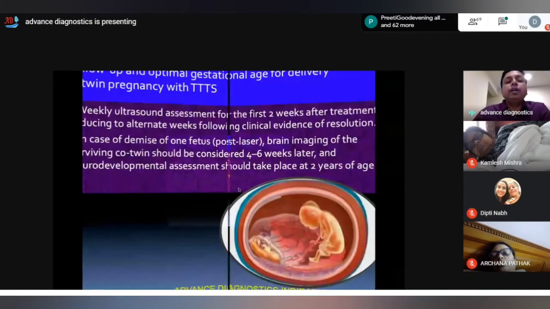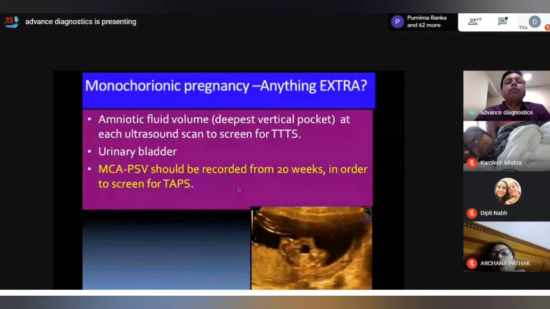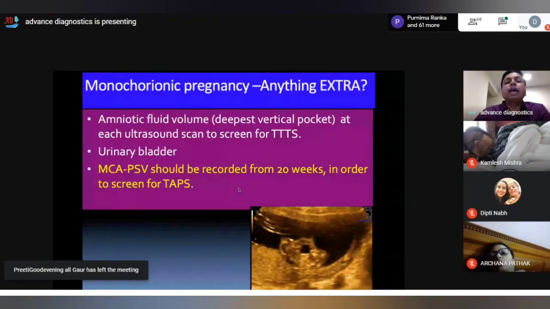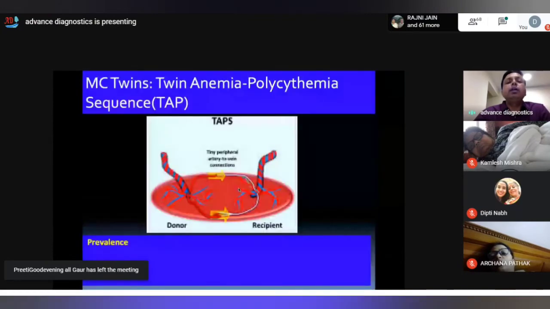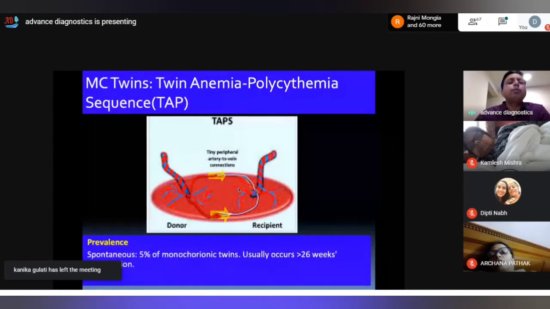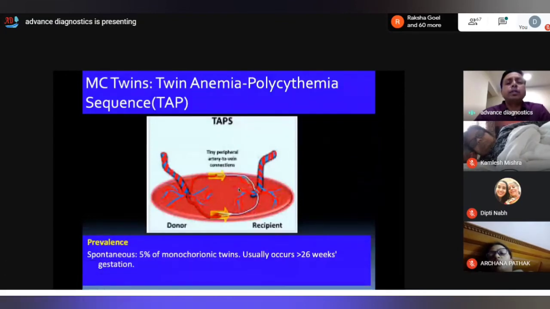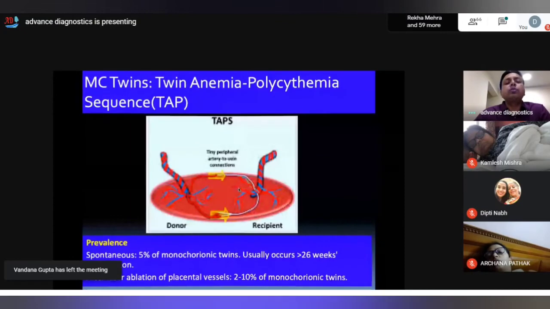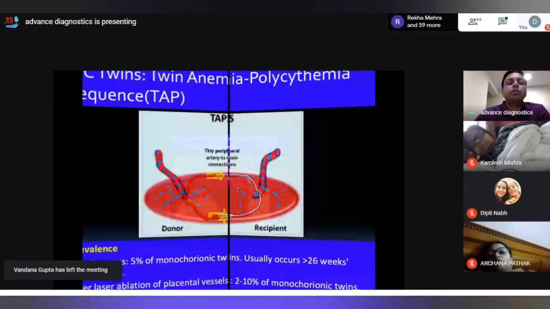Now, why are we looking for MCA PSV? MCA PSV is used to diagnose TAPS, that is twin anemia polycythemia sequence, in which there is an abnormal vasculature. So one fetus is anemic and another is polycythemic.